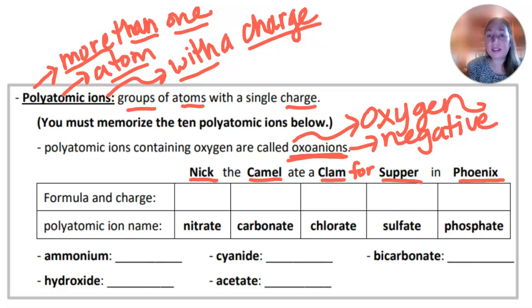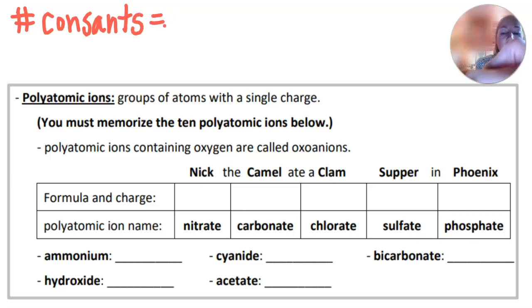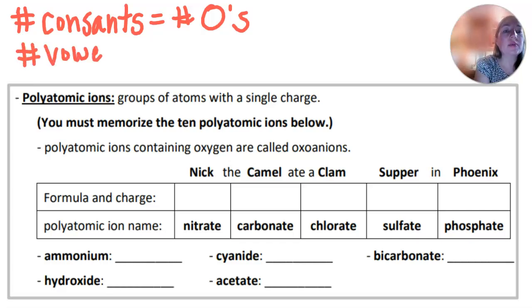So here's the deal. It's a little bit goofy, but here's how Nick the camel works. Let me give myself some room. In Nick the camel, the number of consonants in the word tells you the number of oxygens you're going to put with the first letter of the name. And then the number of vowels in the word tells you the charge of that ion.